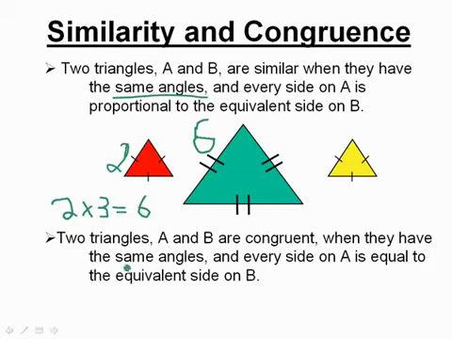Similarly, two triangles A and B are congruent when they have the same angles and every side on A is equal to the equivalent side on B. So the red and the yellow triangles are equal because of the notation I use. They all have a single bar representing equal size. But in that case, this would be a 2 here. And therefore, they all have 60-degree angles, and all their sides are 2.